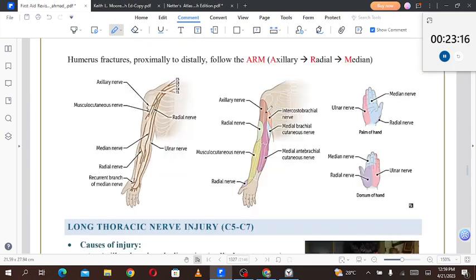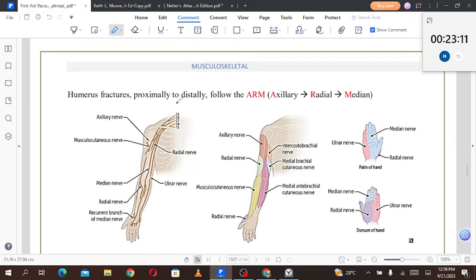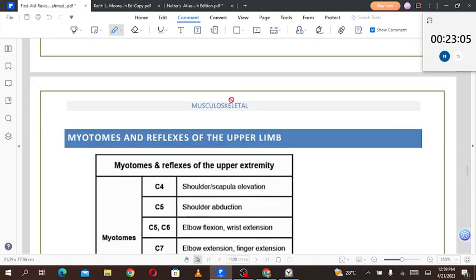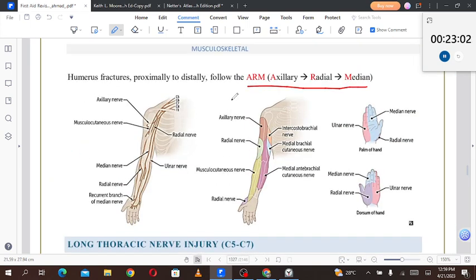Now here you can see the cutaneous innervation of different nerves. Humerus fractures, proximally to distally, follow the order: axillary, radial, and median. Firstly, the most proximal humeral fracture, at the surgical neck, will damage the axillary nerve. Then a mid-shaft fracture will damage the radial nerve, and a supracondylar fracture can damage the median nerve. Then a medial epicondylar fracture will damage the ulnar nerve.